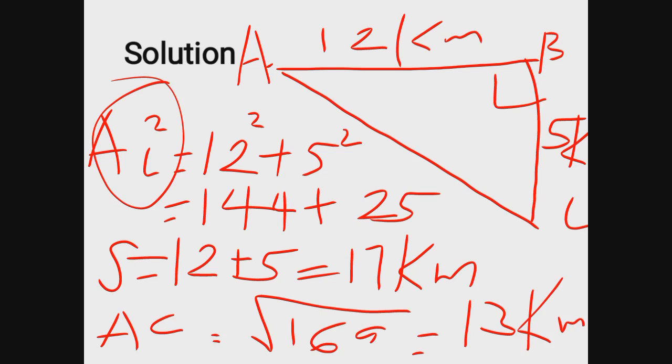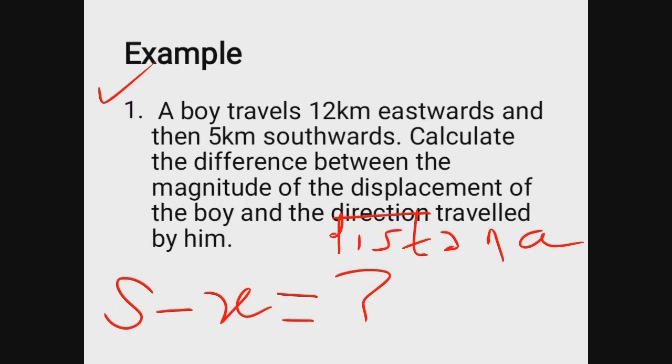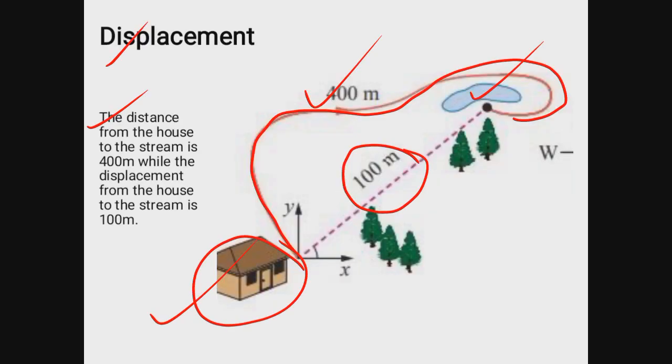kilometers. That implies that the displacement covered by him is 13 kilometers. But that's not our final answer. The question is, we should get the difference between the distance and the displacement covered by him. Then we have already calculated the distance to be equal to 17 kilometers, then minus the displacement, which is 13 kilometers. Therefore, our final answer is 4 kilometers, which is actually the difference between the distance and the displacement covered by the observer.